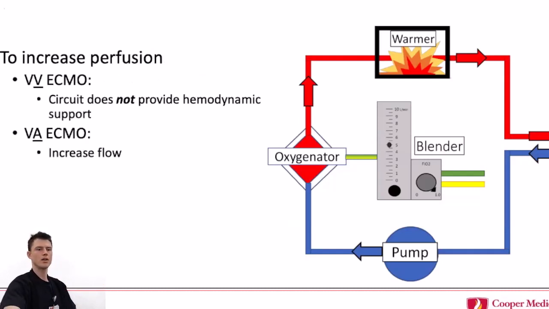All right, so what about perfusion? On VV ECMO, remember it doesn't provide any hemodynamic support. So going up on our blood flow is not going to help the blood pressure at all. On VA ECMO, if we increase the flow, it should help our blood pressure improve. So increase the blood flow.